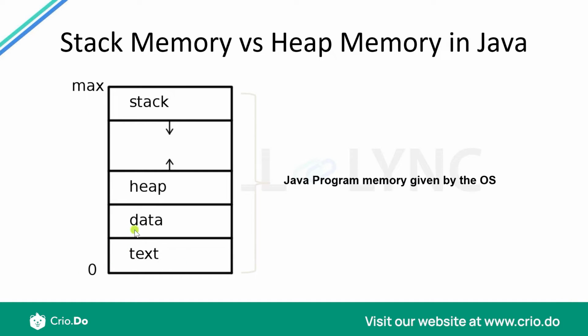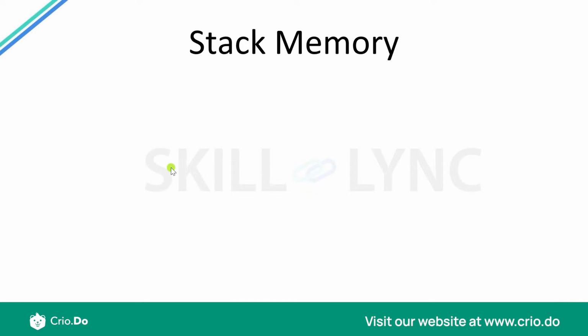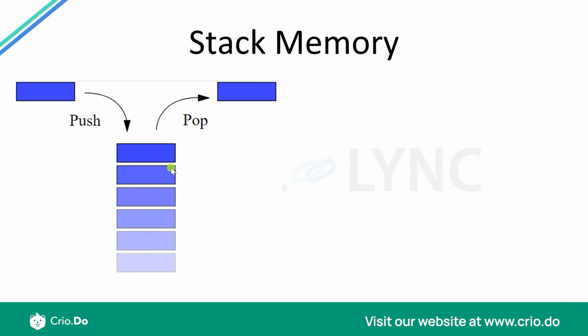So you do have the program text, and then you have the data on which you are working, and you have the stack and the heap part as well. Now what's the stack memory? Stack memory is a simple memory in which you keep pushing things and then keep popping things from the same end. So you push at the same end and you pop from the same end. That is known as stack memory.